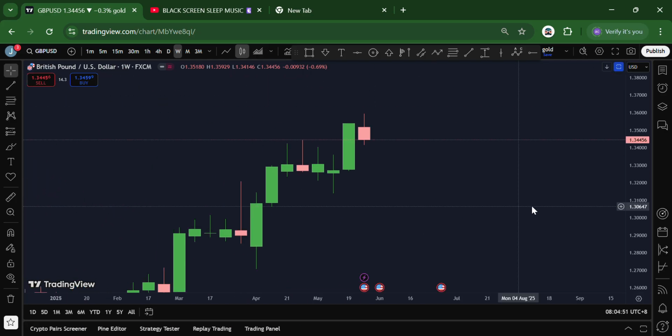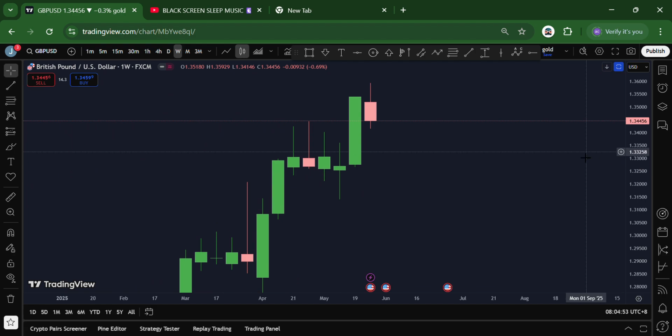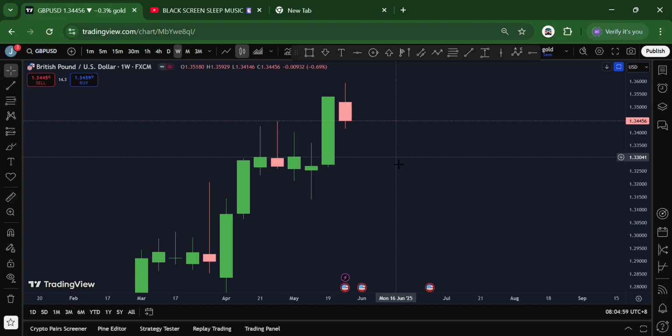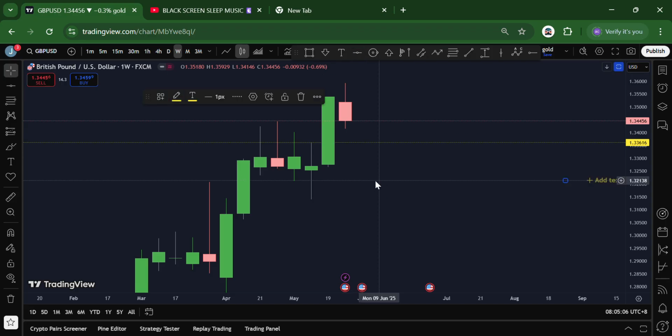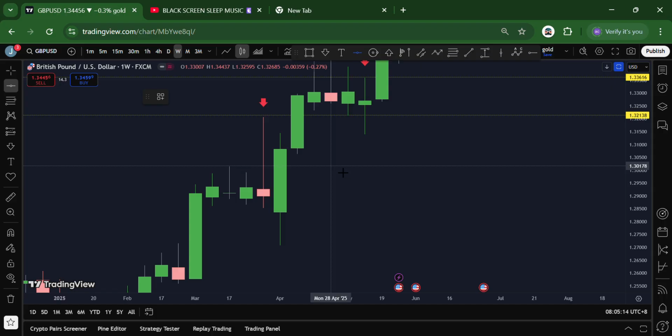Let's take one example. Let's say we want to buy. The first thing you need to do is put a horizontal line at all the resistance levels, like this one. You can also put one here.